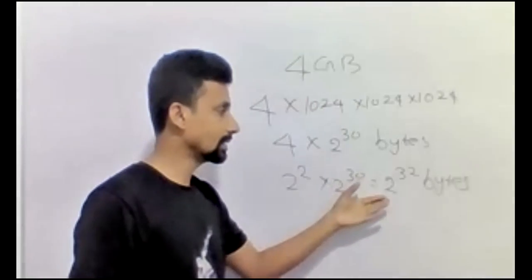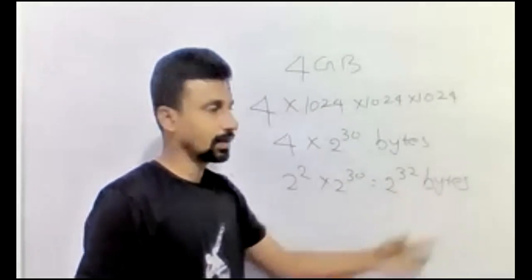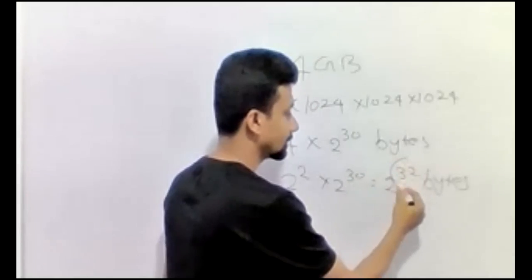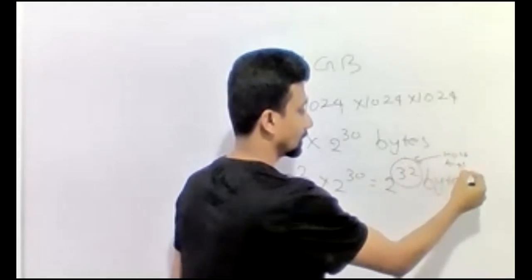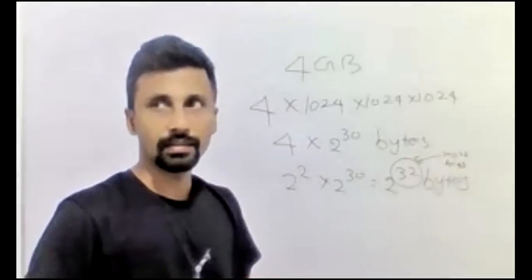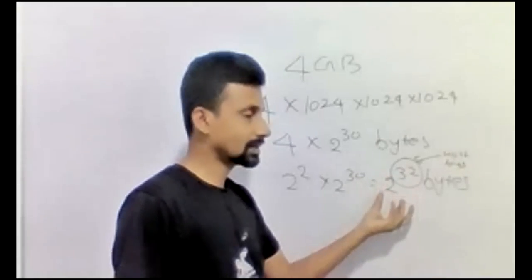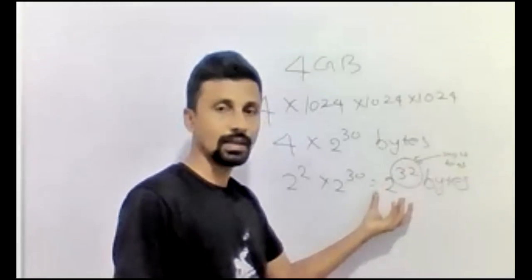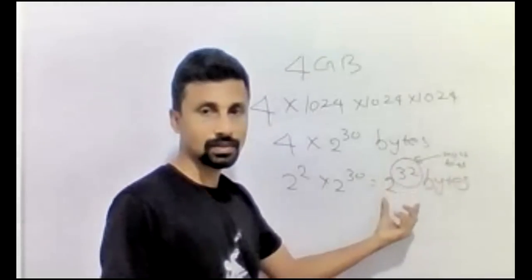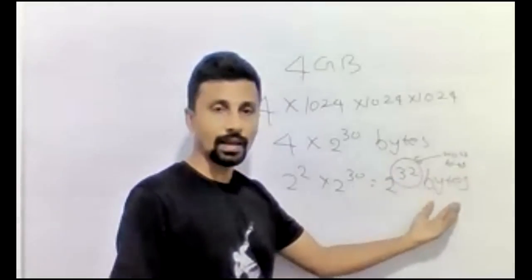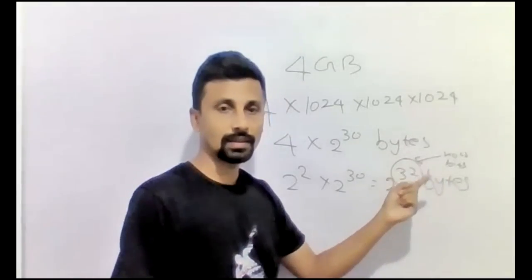Now after finding this, 2 to the power 32 bytes are there. Out of that, this 32 means the number of bits. Now we discussed this in the very first class. The number of bits is the power of 2 that gives the size of the memory. We used it this way to find the size. So this is 2 to the power 32 bytes. This 32 means the number of bits that you can use to get this 4 GB.